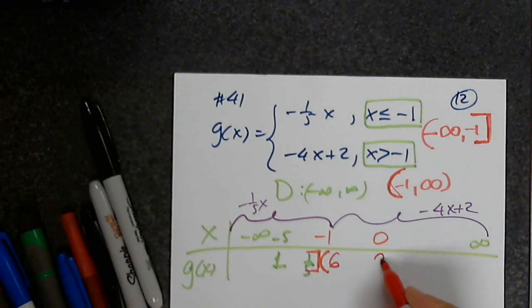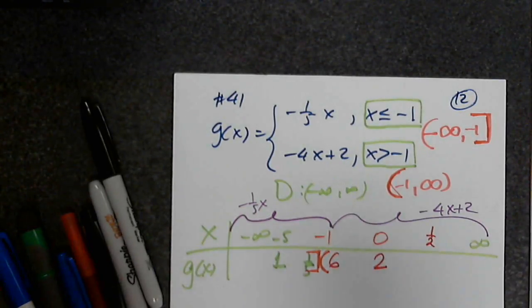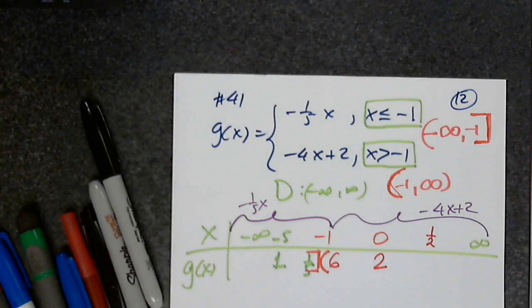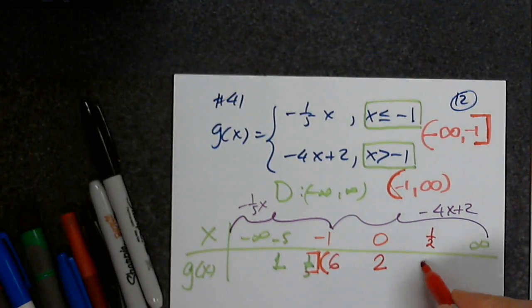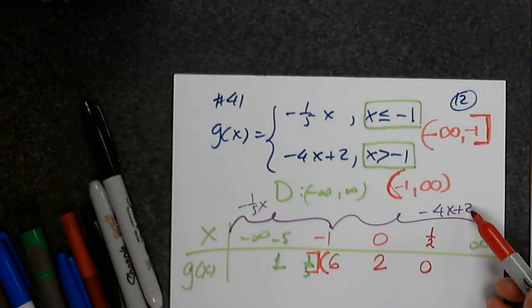When I plug in 0, and now I know that this will be 0 at 1/2. So I'm going to also plug in 1/2 because, as you know, the x and y intercepts are so important. I set this equal to 0 and I got 1/2. So then the answer is 0, right? -4 times 1/2 is -2, and -2 plus 2 will be 0.